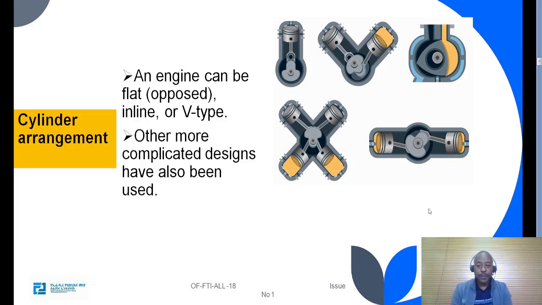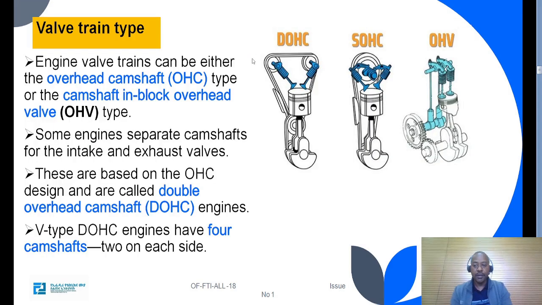Cylinder arrangement. Based on the cylinder arrangement, we can also classify the engine. The classification can be flat, opposed, or V-type. Other more complicated designs have also been used. This is V-type, and this is opposed, and this is the rotary, and this is the radial, and this one is inline.